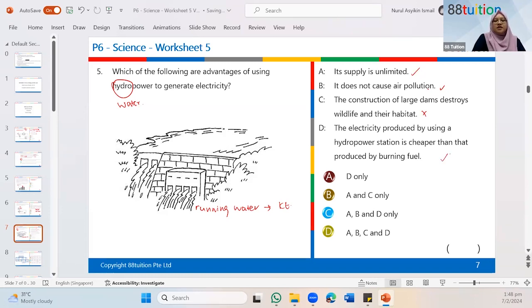True. Why? You have unlimited supply, so it's easier to obtain running water rather than obtain fuel. And then also you have to build large factories for fuels and put in all the safety measures and everything, manpower to monitor and manage the factories and all. So overall, dams are cheaper to produce. So the answer here is A, B, and D. C is out. That is the answer for question number 5. Let's move on to question number 6.